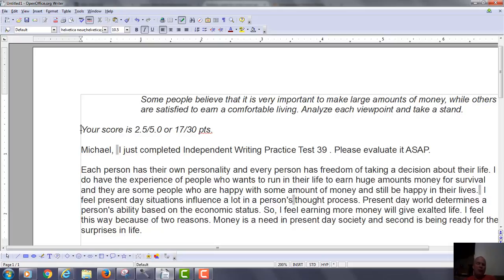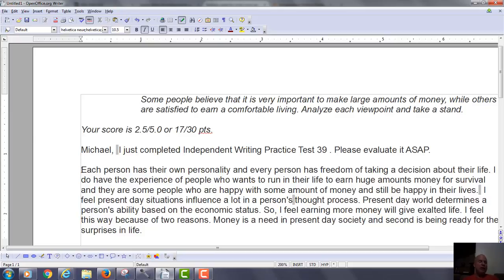Now remember that on the TOEFL independent writing task, there are all sorts of questions they could ask. They could ask you to compare two ideas. They could ask you to discuss points and then make a position and so on. So the first thing is you want to make sure that you actually answer the question.